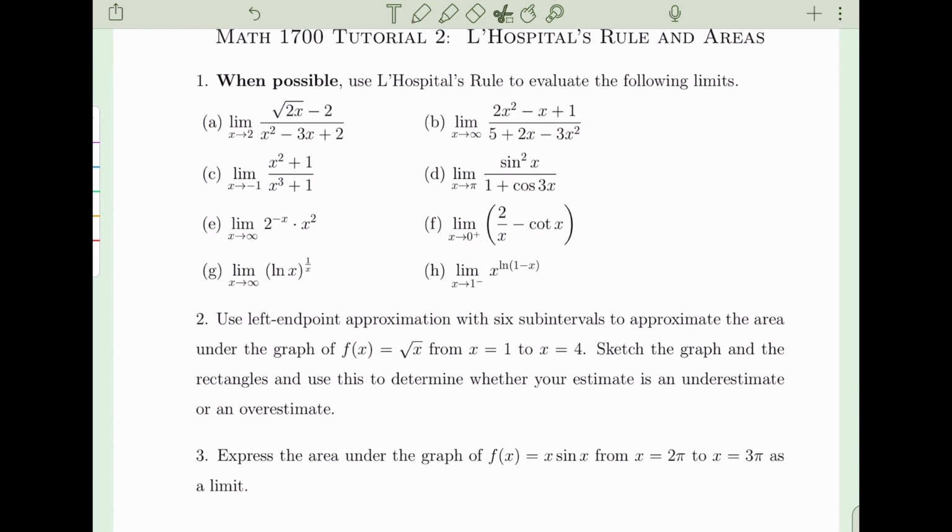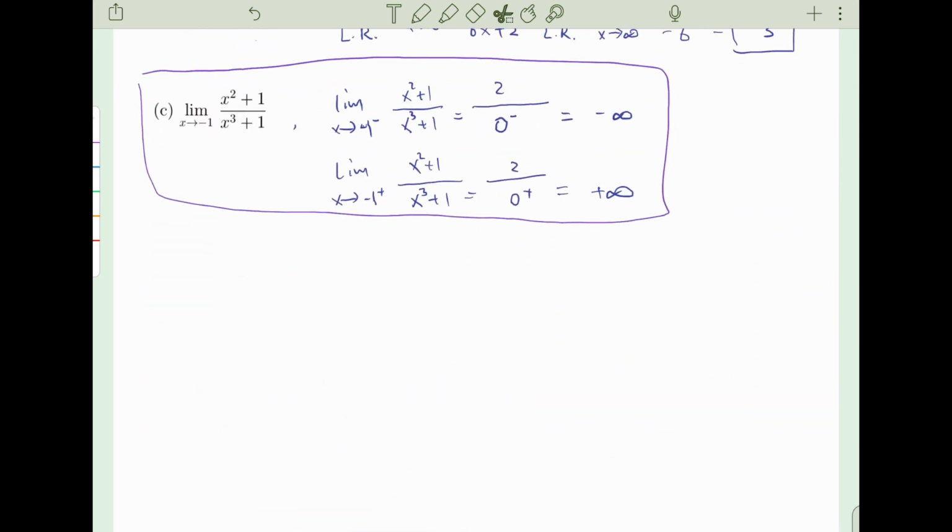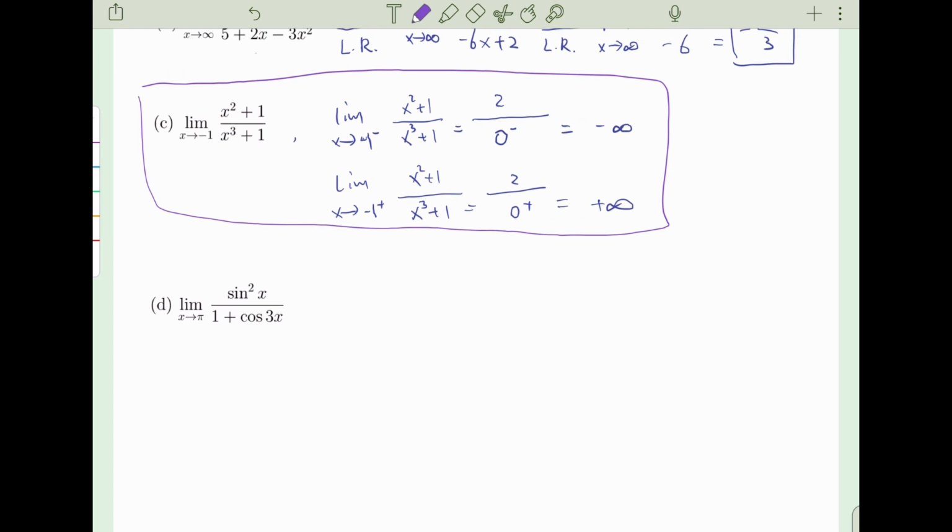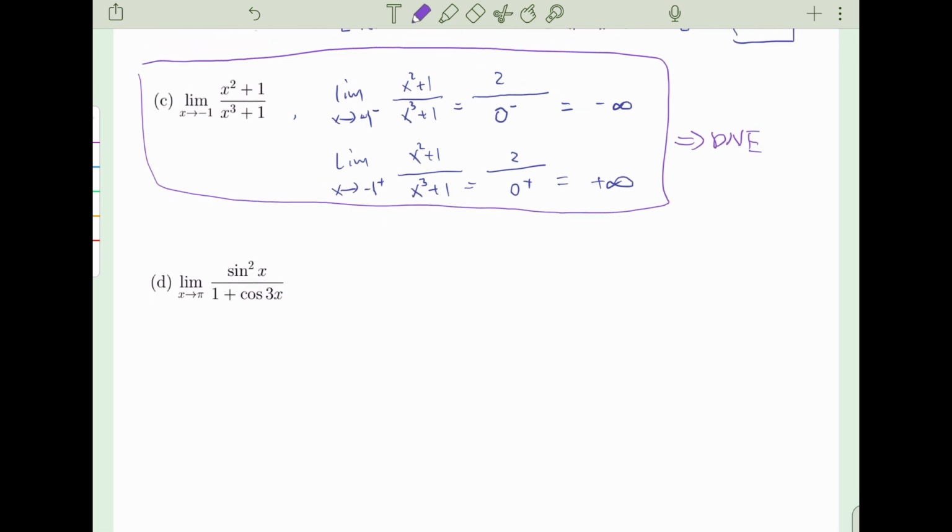And for now, question D here. I haven't written down the answer. This does not exist, the limit. Okay. So for question D, I have that. What do I have here? Limit x goes to pi. Right, so I need to substitute pi into the expression to see what I can get here.